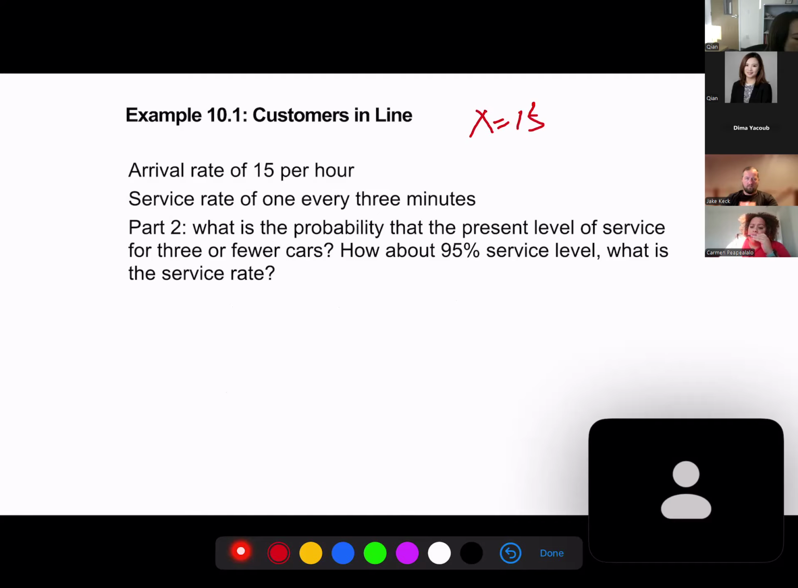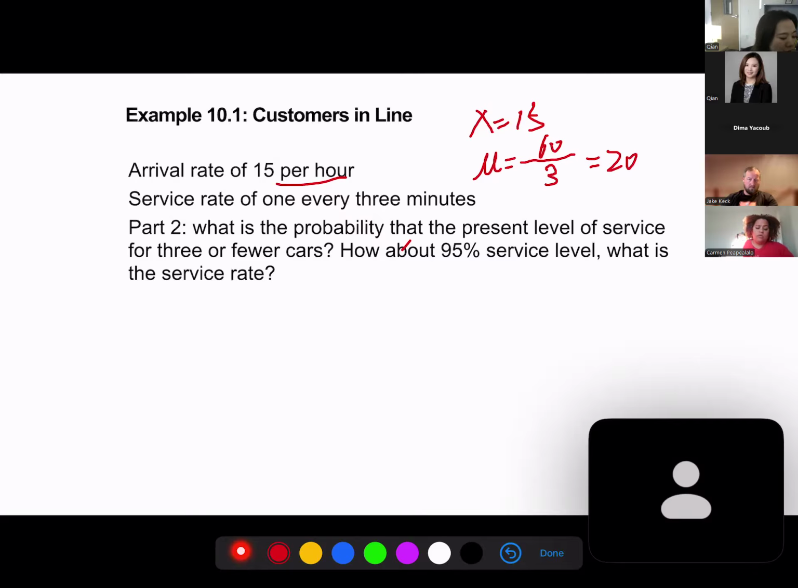And the service rate is every 3 minutes. Because we consider per hour, in an hour, how many customers will you be able to serve? That would be the mu. If you need 3 minutes to serve one customer and you have 60 minutes in an hour, then mu equals 20. So the first thing you need to figure out is what lambda is and what mu is.